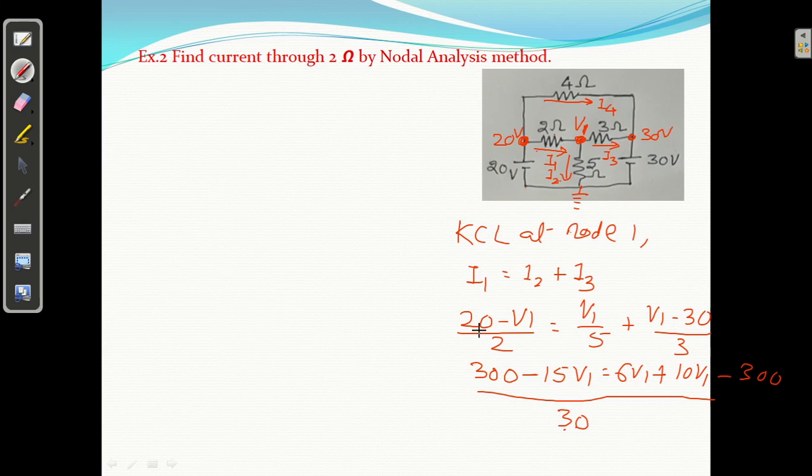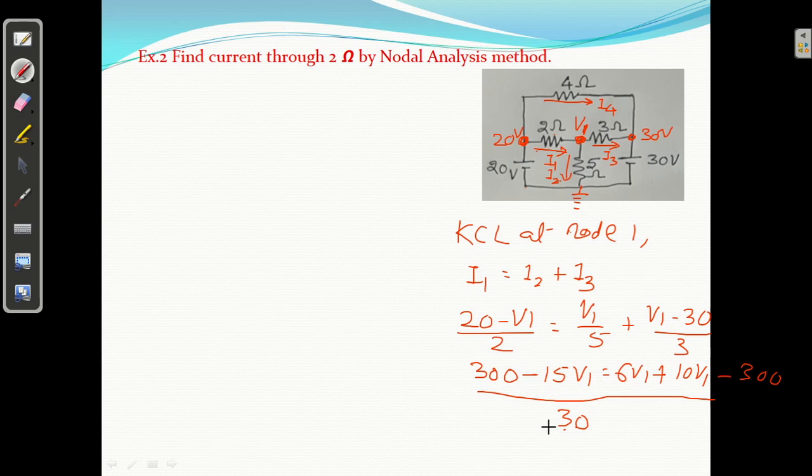Just wait, some confusion is there. I1 equal to I2 plus I3. I1 is 20 minus V1 upon 2 equal to V1 by 5, plus V1 minus 30 by 3. LCM 30 लिया, so 30 upon 2, 15 into 20, 300 minus 15 V1 equal to 6 V1 plus 10 V1 minus 300.